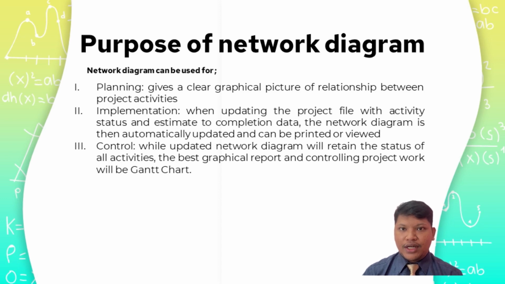During implementation, a network diagram can be used to track the progress of each activity. As the project file is updated with activity status and estimated completion date, the network diagram will be automatically updated. This can be useful for tracking the overall progress of the project and identifying any issues that may need to be addressed. Finally, network diagrams can also be used for project control.